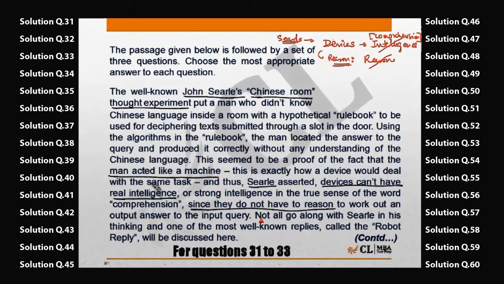Then it says not all go along with Searle in his thinking, and one of the most well-known replies, called the robot reply, will be discussed here. Now this is about Searle's position. Now we'll have to look at what the robot reply is.